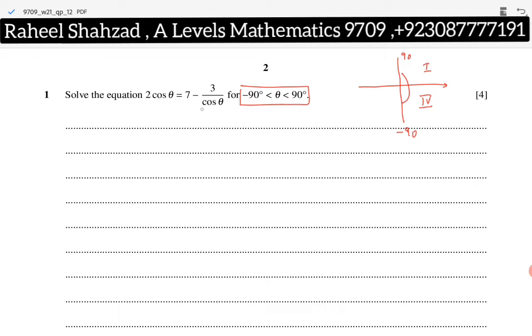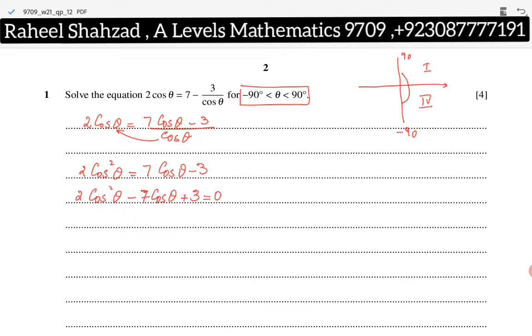So in this case, what we have to do is, 2 cos theta is equal to 7 cos theta minus 3 divided by cos theta. I just took the LCM on the right hand side. You cross multiply cos theta over there. This is 2 cos square theta is equal to 7 cos theta minus 3. And then we can take 7 cos theta to the left hand side: 2 cos square theta minus 7 cos theta plus 3 is equal to 0.